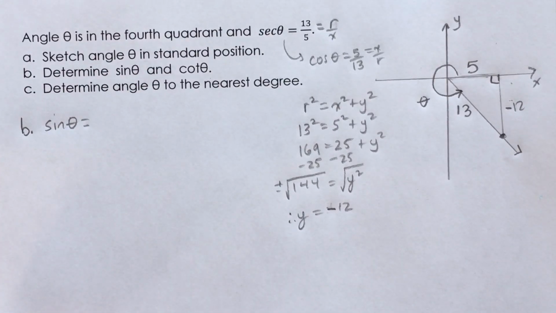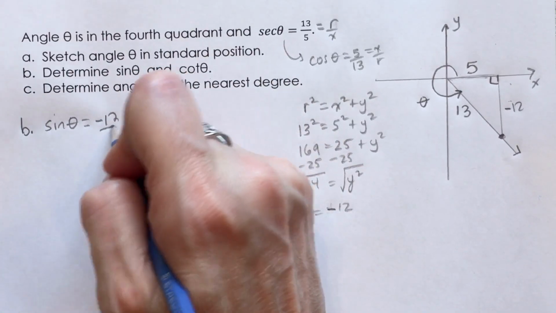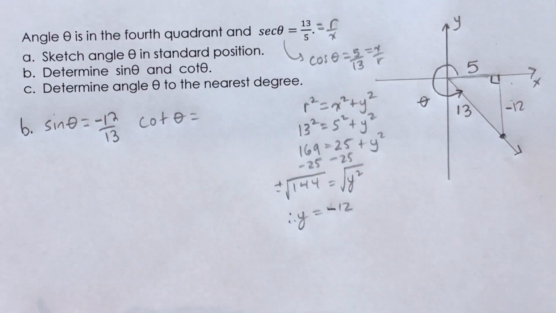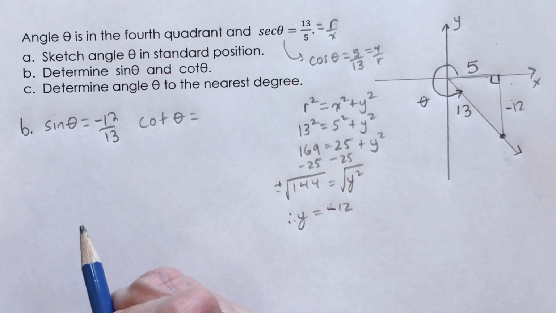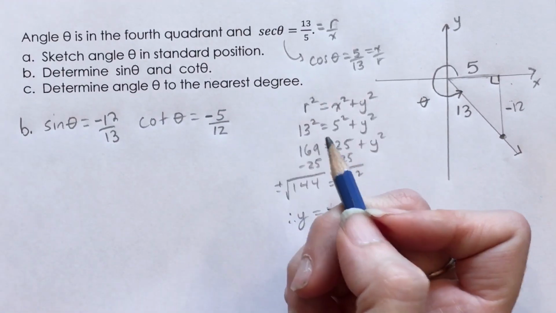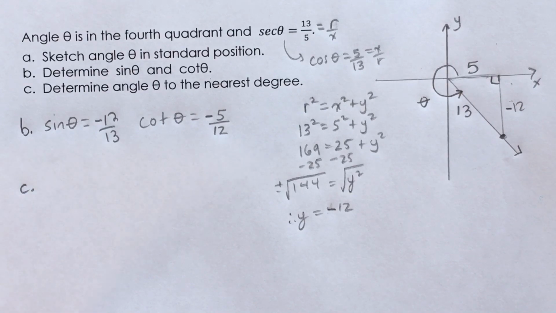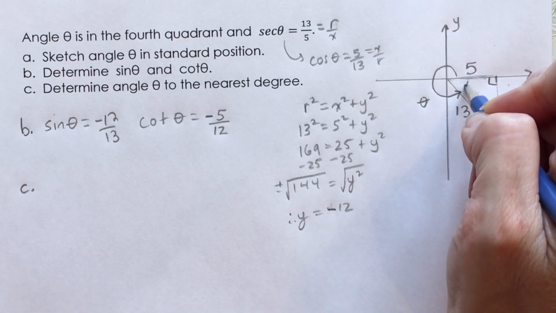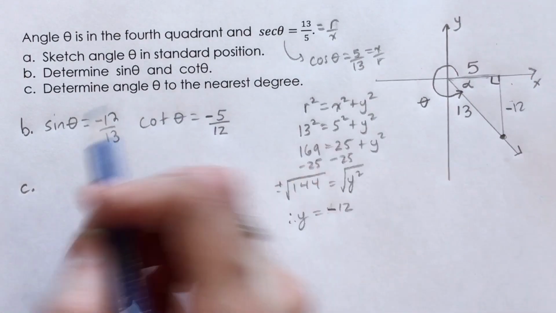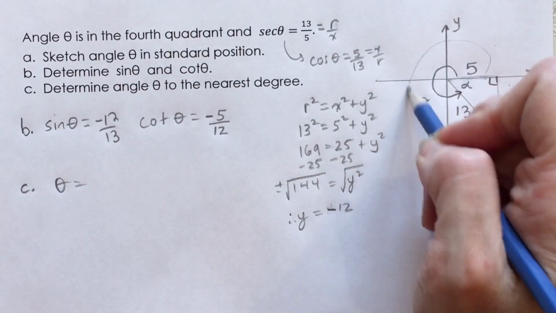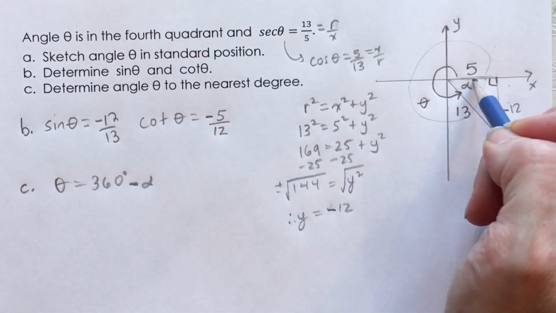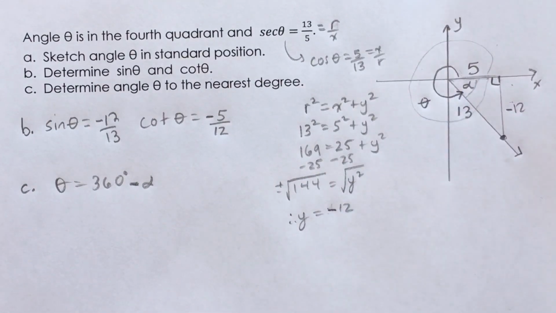Sine theta is the y value over the r value, so that's negative 12 over 13. And cotan theta. Cotan theta is the x value over the y value, so 5 over negative 12, but we'll write it as negative 5 over 12. And then C says determine angle theta to the nearest degree. So in order to do that, we need to figure out angle alpha in there. And hopefully you can see that angle theta is going to be the whole way around, which is 360 degrees, subtract angle alpha, this piece in here, and then we'll know angle theta.